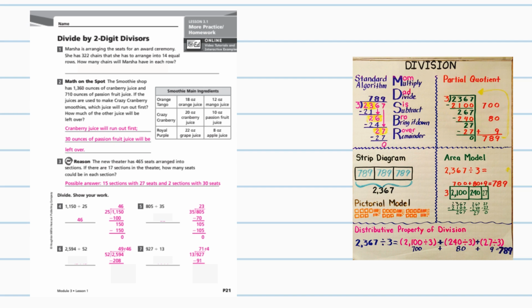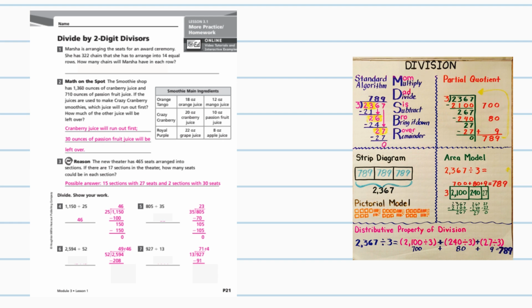So for your division problems on the bottom, these are a lot like the division problems that you had on previous pages. The first one has been done for you. 1,150 divided by 25. You can see that they started with 115 and 25 times 4 equals 100. When you do the subtraction, you get 15. You bring down the 0 for 150. 25 times 6 equals 150. So the answer is 46.